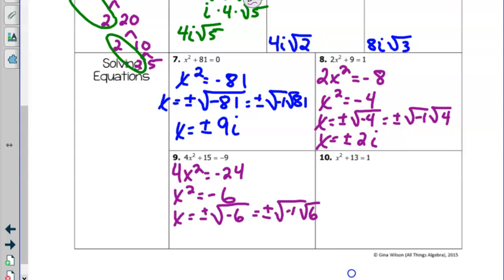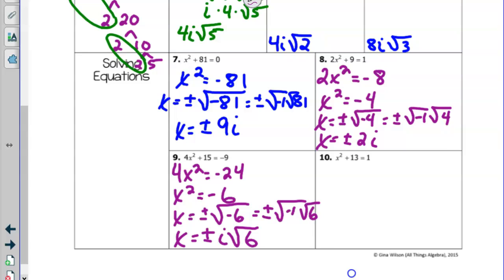Right, because when you break it down, you get 2 and 3. Well, 2 and 3 are prime, so you have no buddies. There's no perfect square factor within 6. So your answer, the square root of negative 1 becomes i, and then you leave it as square root of 6: plus or minus i times the square root of 6.